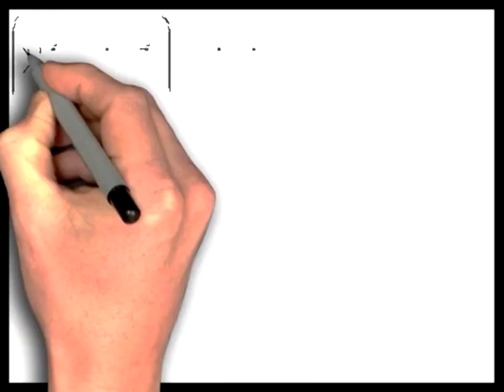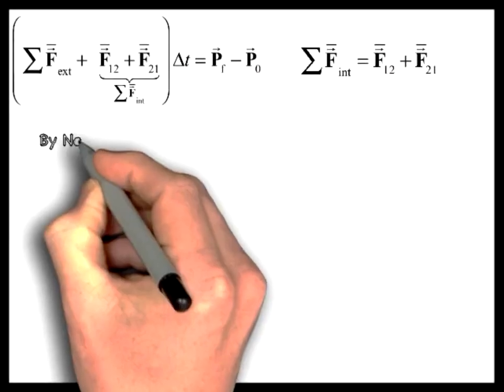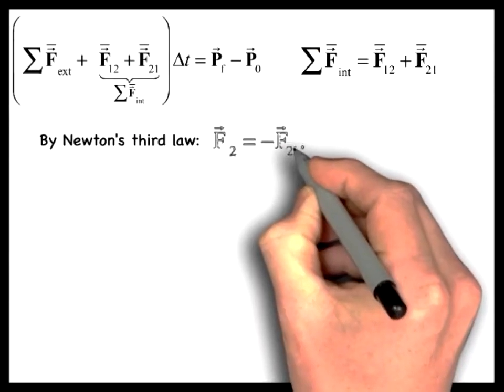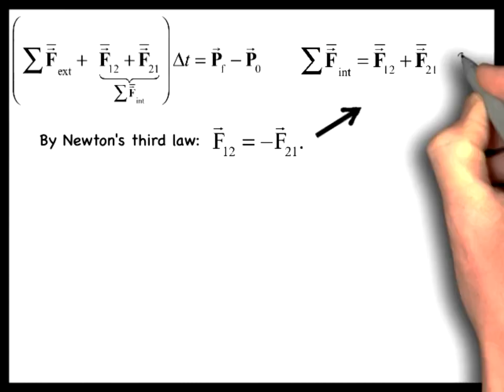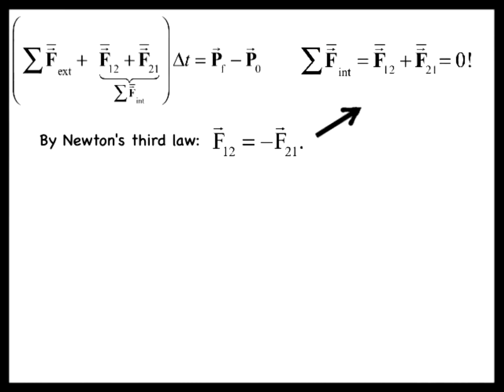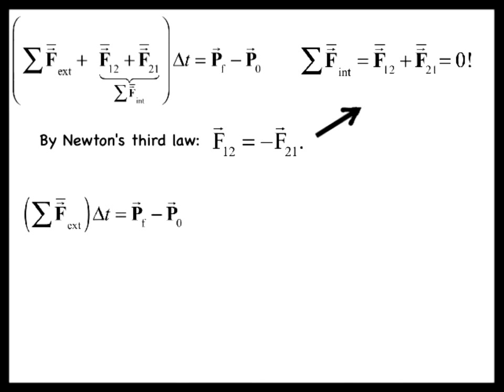Notice on the left side that the sum of the average internal forces is just equal to F12 plus F21. However, by Newton's third law, we know that F12 is equal to minus F21. Therefore, the sum of the internal forces is 0. The cancellation of the internal forces occurs no matter how many objects we have in the system. Now our equation is reduced even further, and it only depends on the sum of the average external forces.